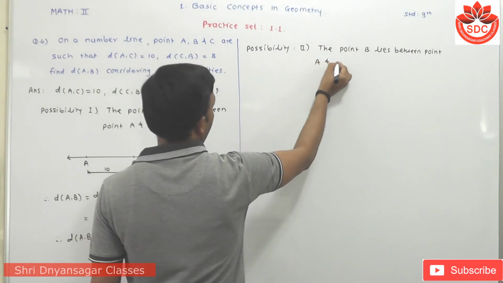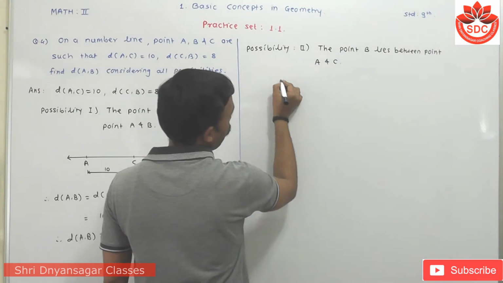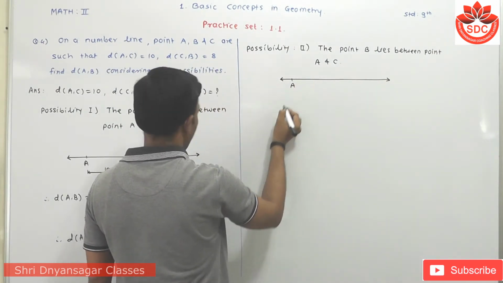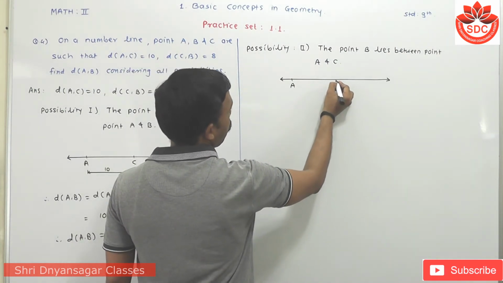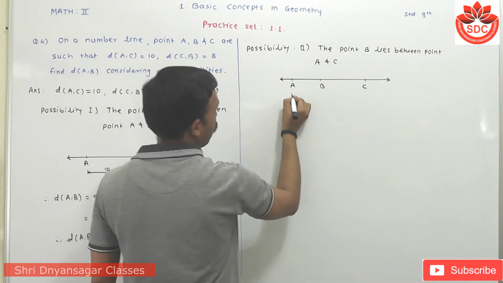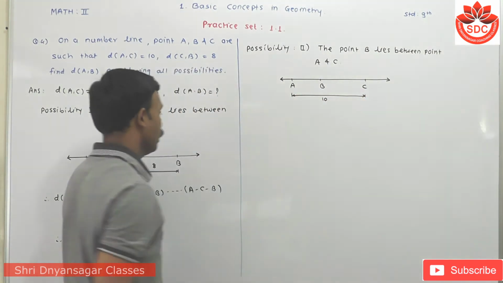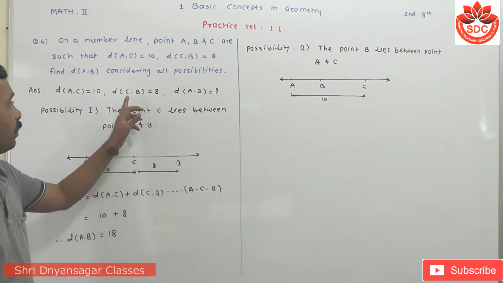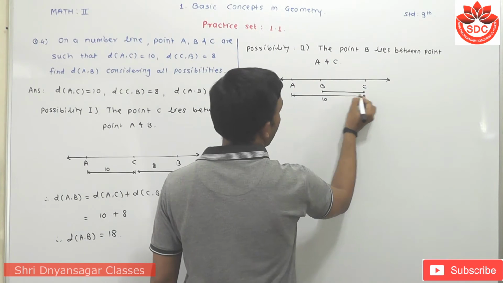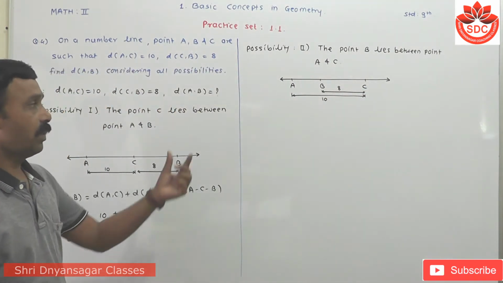A and C. At that time, the figure is, suppose that there is point A, this is point B, and this is point C. Now the distance of AC is 10 units, and the distance of CB is 8 units. Then we can find out the distance of AB.